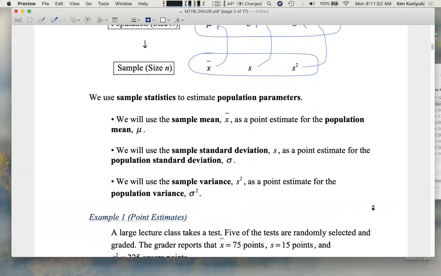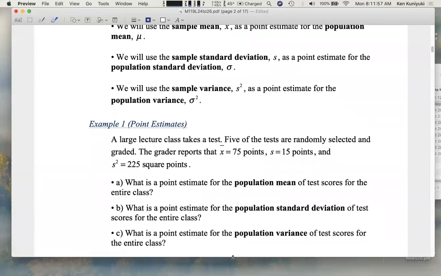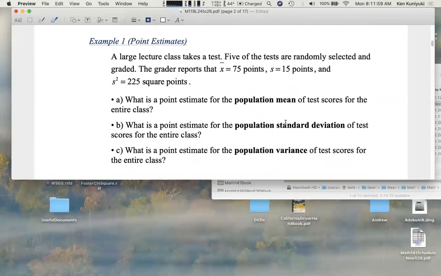So let's review these principles. All right. Example 1. A large lecture class takes a test. 5 of the tests are randomly selected and graded. The grader reports that the sample mean is 75 points, the sample standard deviation is 15 points, and the sample variance is 225 square points. So x bar is 75 points, S is 15 points, and S squared is 225 square points. I know that's a weird unit.